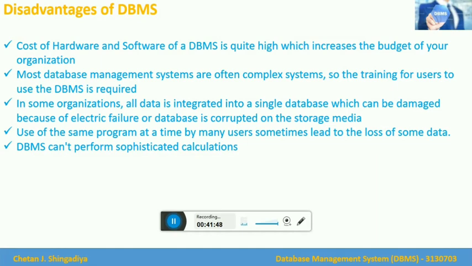Then another disadvantage is that DBMS cannot perform sophisticated calculations because we are going to perform complex operations in this system. So these are the few disadvantages in a DBMS system.